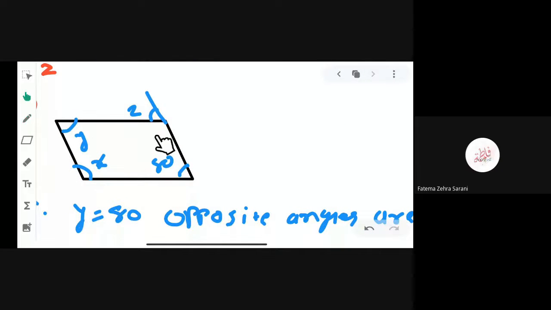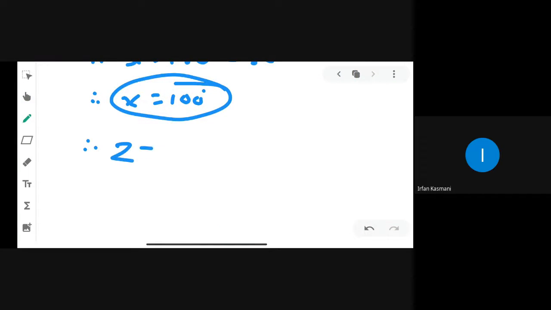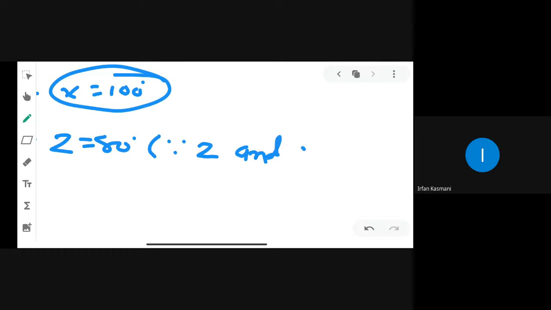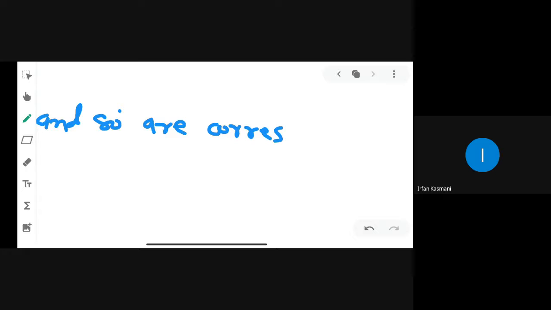Now just see, consider this figure, an angle z and 80 degrees. These two angles are corresponding angles. Whenever you have corresponding angles, corresponding angles are always equal. So it means z is equal to 80 degrees. Why? Because z and 80 degrees are corresponding angles. Clear all of you? Yes, sir.